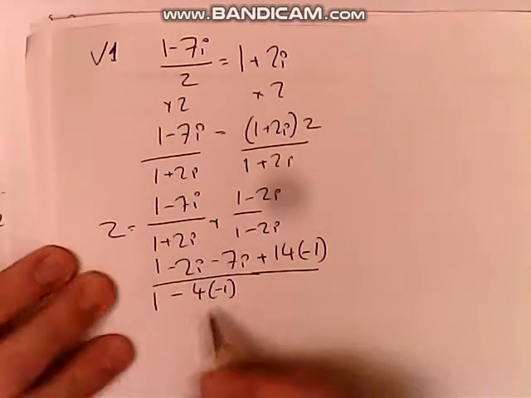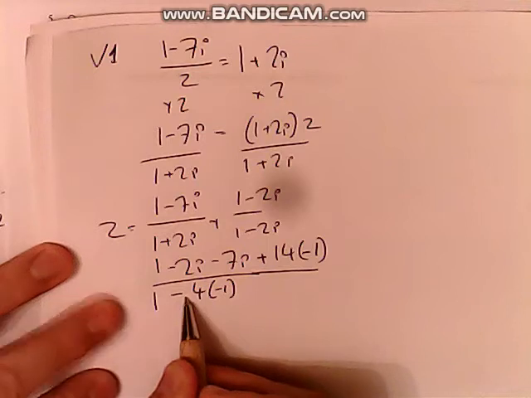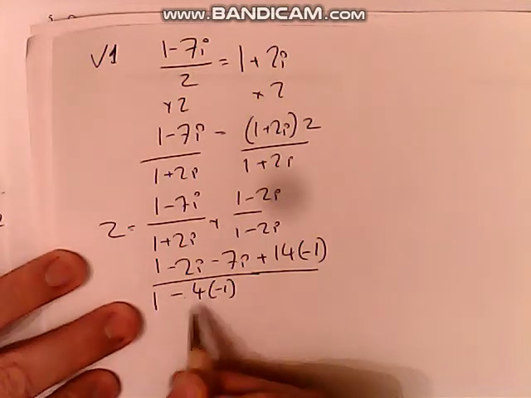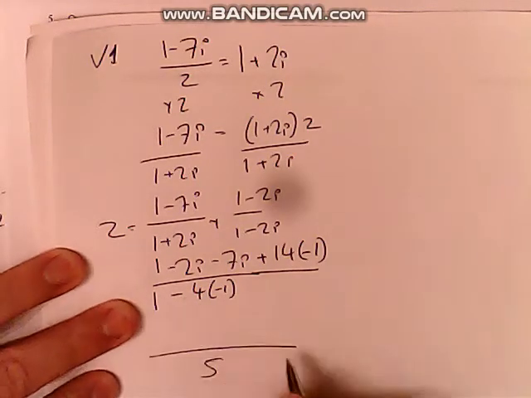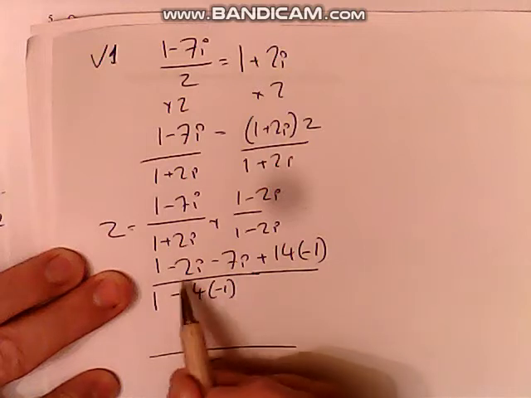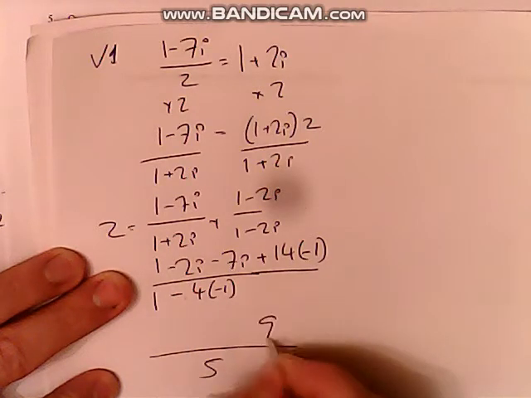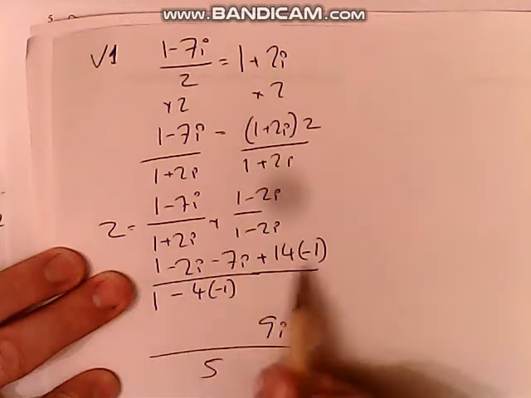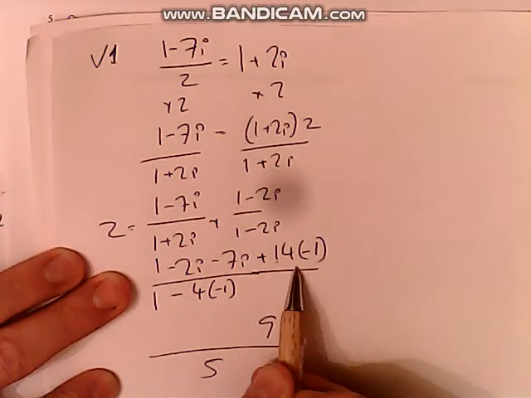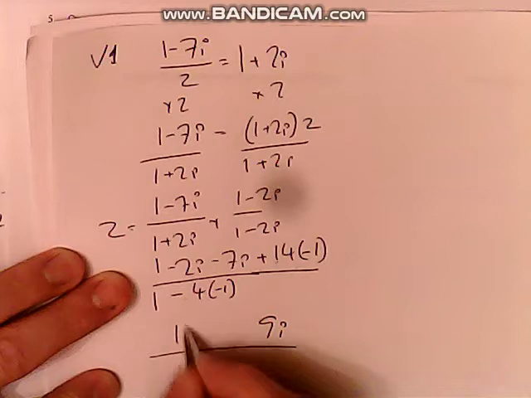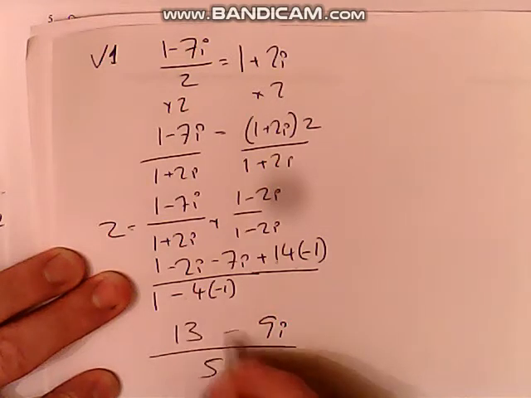Okay, let's just sort this out. This minus will make this a plus, so it's 4 plus 1 is 5. Let's do the imaginary parts first. Minus 2i and minus 7i is minus 9i. I meant imaginary, not irrational. And this 14 with a minus makes it minus 14, plus 1 is minus 13. So it's minus 13 minus 9i.